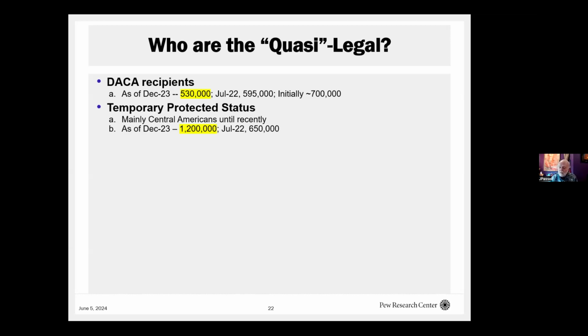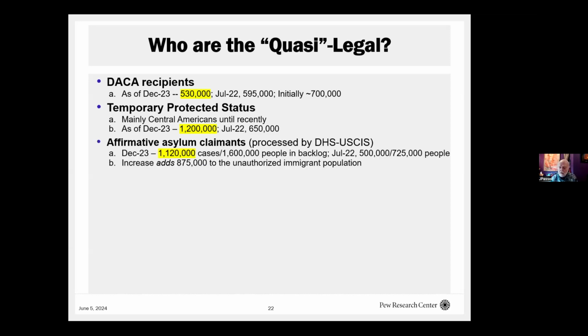Another is a status called temporary protected status, to allow people for whom it's too dangerous to go home, giving them an ability to work in the United States and not be deported. Most were Central Americans. The big surge here is mainly Venezuelans. So now there's over 1 million of these, 1.2 million. As recently as July 22, it was about 600,000. This change doesn't represent new people entering the United States. It's a change of status for people who are already here. So a lot of these people have been here 20, 25 years now.